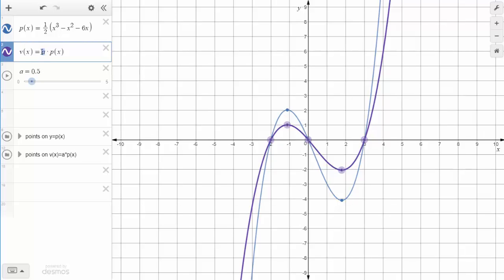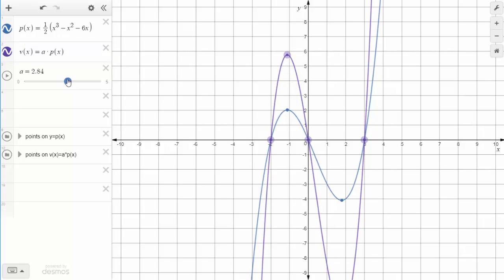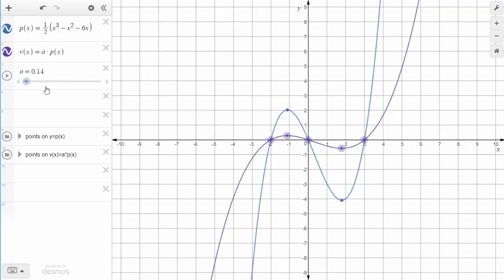So in conclusion, we can recognize that when we multiply a function on the outside by a number bigger than 1, we stretch it vertically by that factor. And when we multiply by a number less than 1, we compress it vertically by that factor.